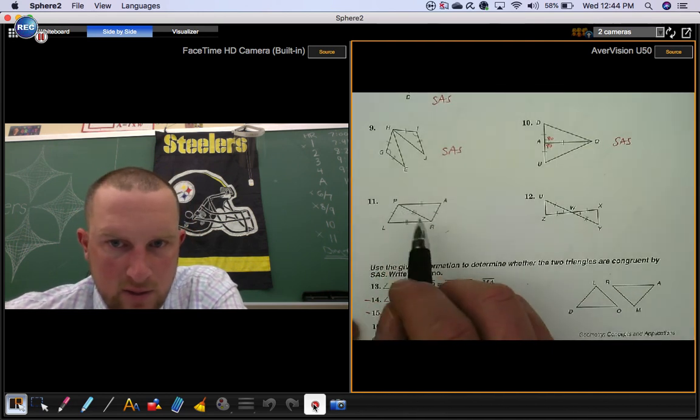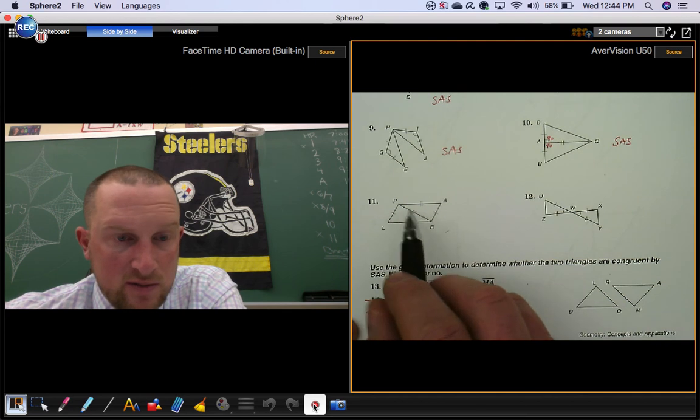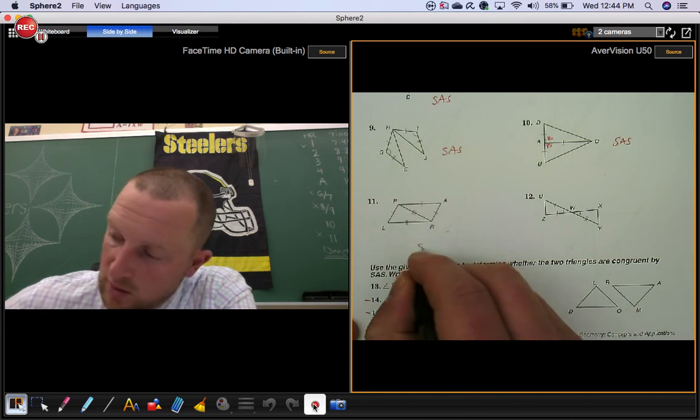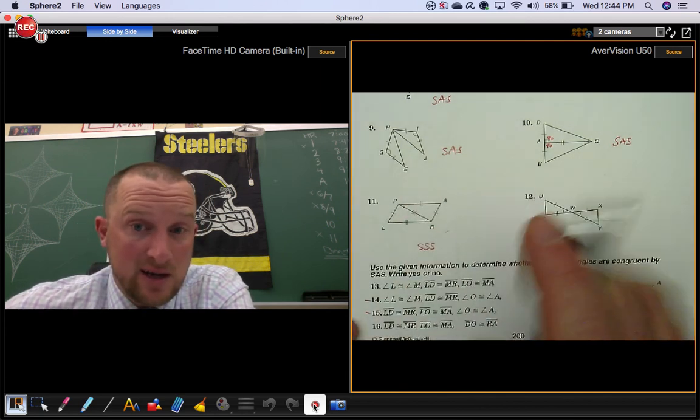Number 11, notice how they marked segment PR congruent to itself. They didn't have to do that. You could have done it yourself. You know the reflexive property. These are congruent by side, side, side. You got 3 pairs of congruent sides.